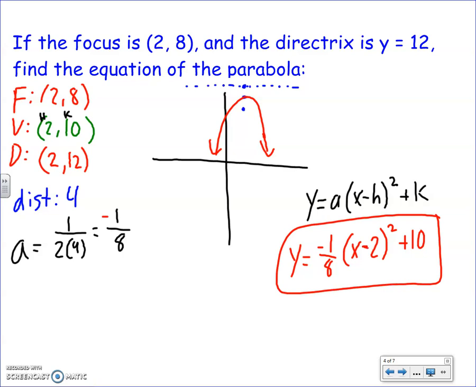Right, when you do this, make sure you use V. Some kids use F or D, the point, and they use the wrong thing. So we use H, K. The only thing that F and D do is help us find the distance, which helps us find A. One more of these.